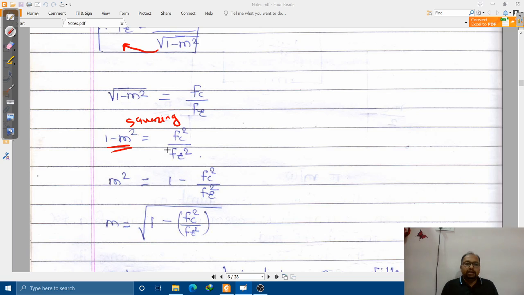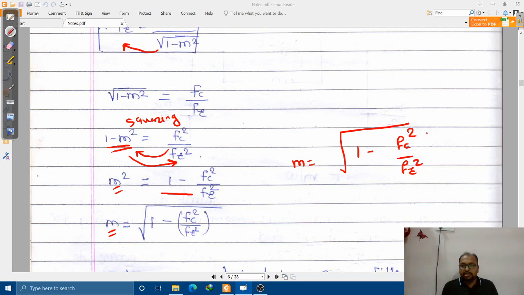Now let us transfer this term to the left hand side and take this m to the right hand side. So m square is equal to 1 minus fc square divided by fr square, and let us find out then m. So m is nothing but the square root of 1 minus cutoff frequency square divided by fr square.